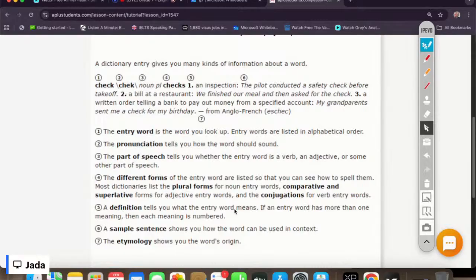So a definition tells you what the entry word means. If an entry word has more than one meaning, then each meaning is numbered. So like the check has three meanings, so it was numbered. Okay. So we have the sample sentence shows you how the word can be used in context. So look at the sentences. My grandparents sent me a check for my birthday. Then the etymology shows you the word's origin. So this one it's from French. Okay? So you can see that these are all the information that you get from a word that you search in a dictionary. Okay?